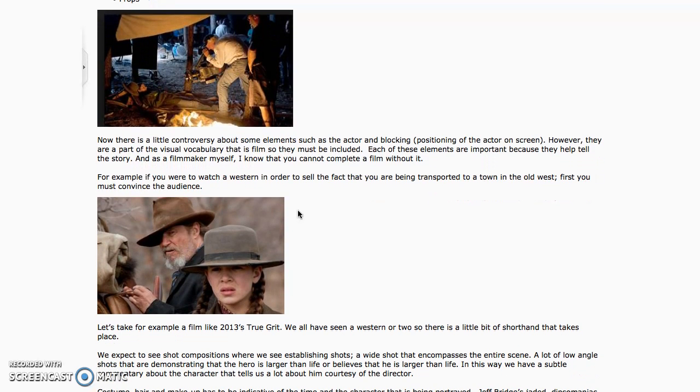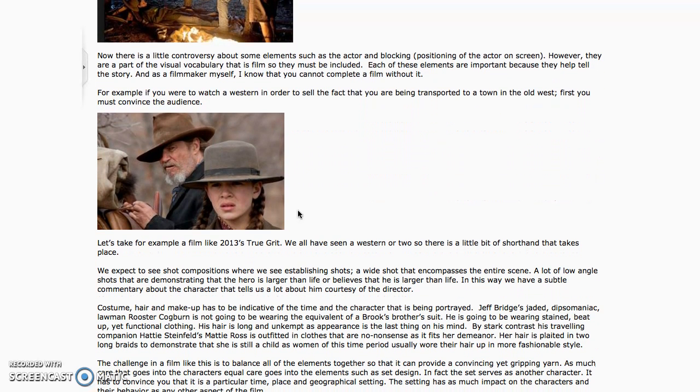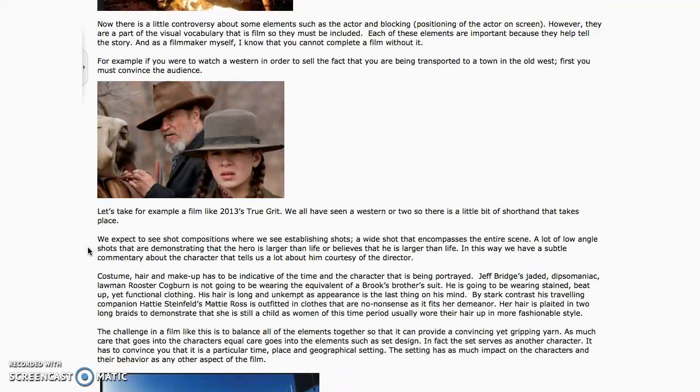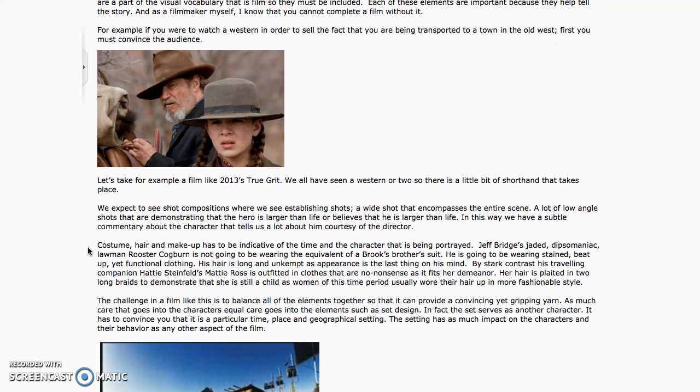So, 2013's True Grit. We all have seen a Western or two, so there's a little bit of shorthand that takes place. We expect to see shot compositions with establishing shots that encompass the entire scene, and low-angle shots demonstrating that the hero is larger than life. In this way we have a subtle commentary about the character that tells us a lot about him, courtesy of the director. You don't have to use so much dialogue if a lot of the elements that you're using to record the scene will tell it for you.